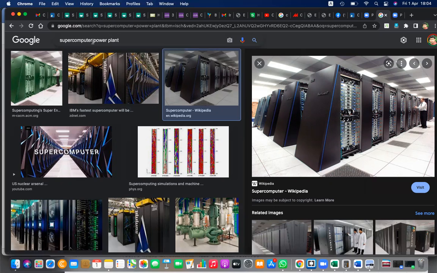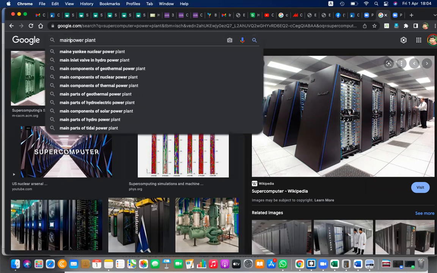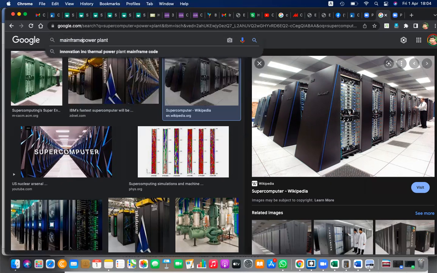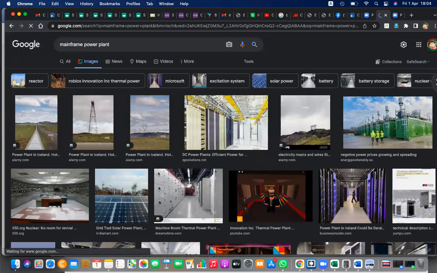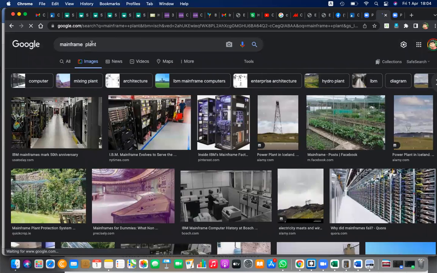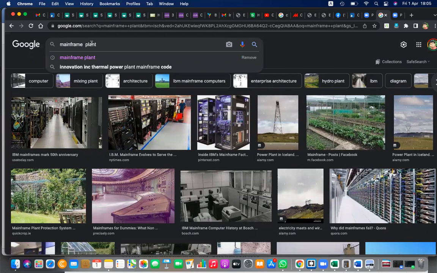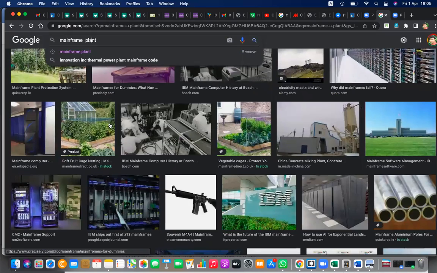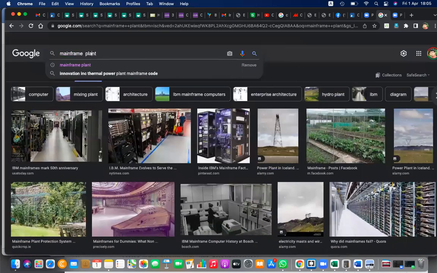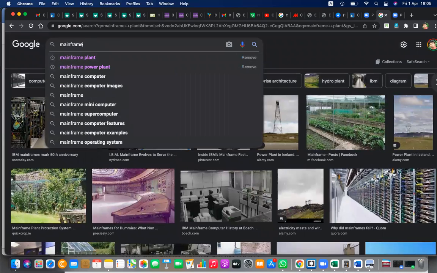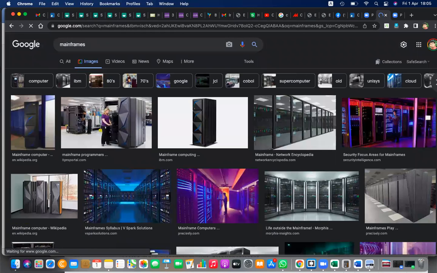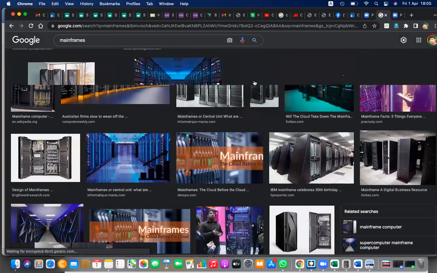And mainframes, you cannot see much difference there. So this is a mainframe, right? Mainframe also looks like supercomputers. Here, these are the mainframe computers. You can see this also looks like a supercomputer, right? Mainframes also look like a supercomputer, but they are smaller, not that much, but sometimes it's similar or smaller in scale.